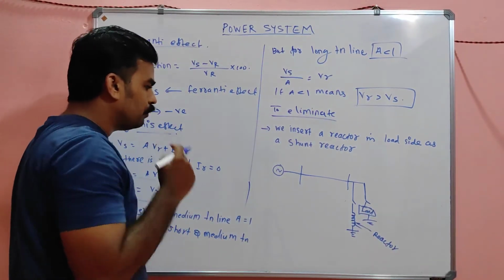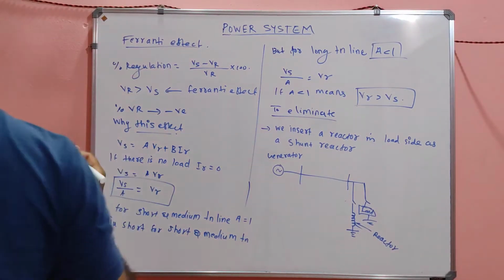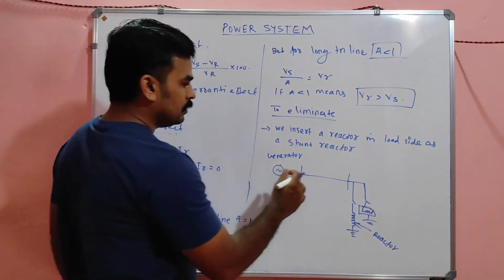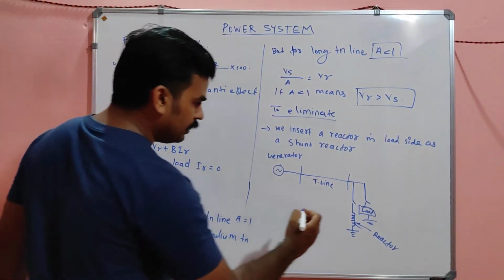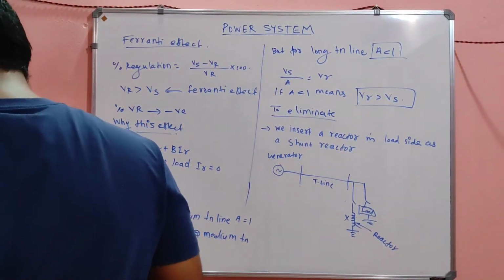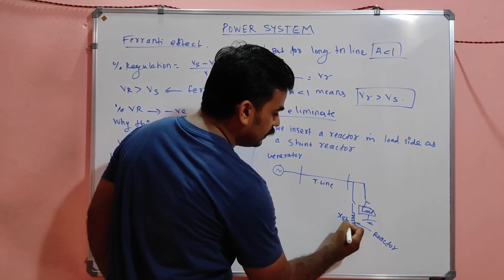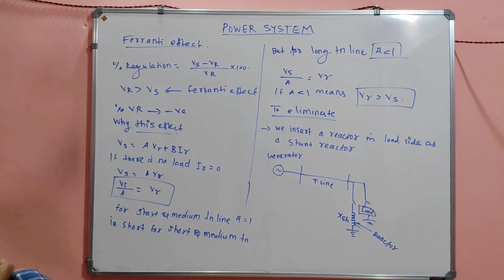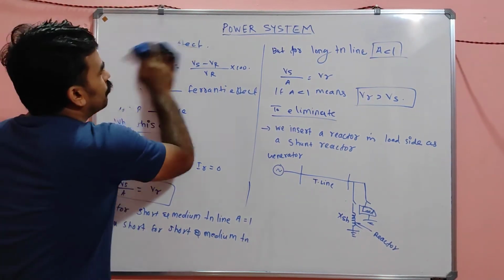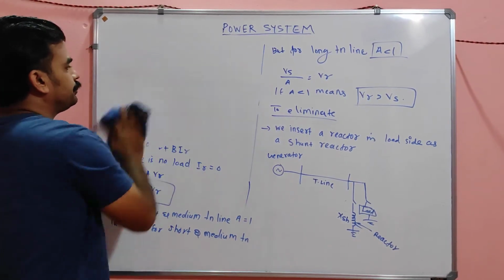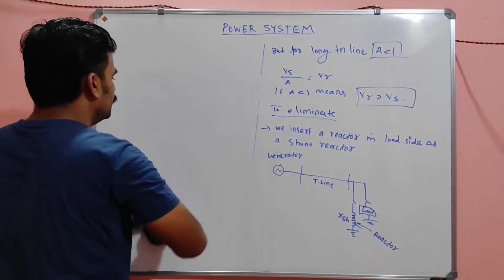Reactor. Generator. And the transmission line. We are inserting a reactor which has a value of X, or XSH also you can use, because it is a shunt reactor. And what is the value of that reactor, my dear, that we are going to discuss now? Value of shunt reactor.